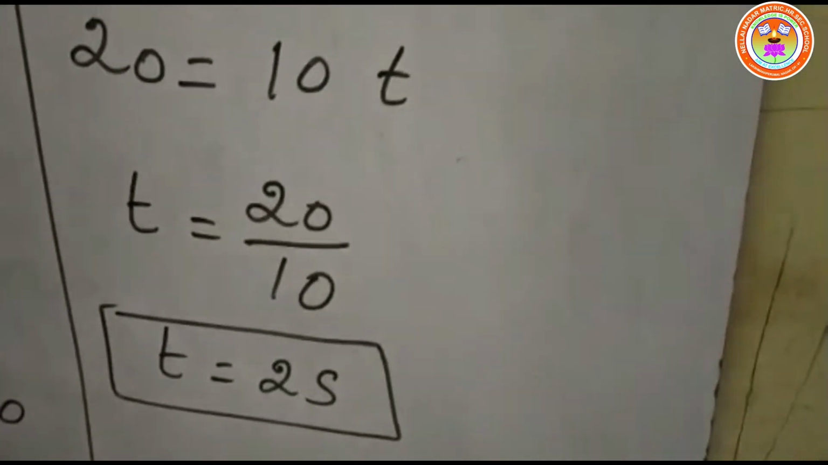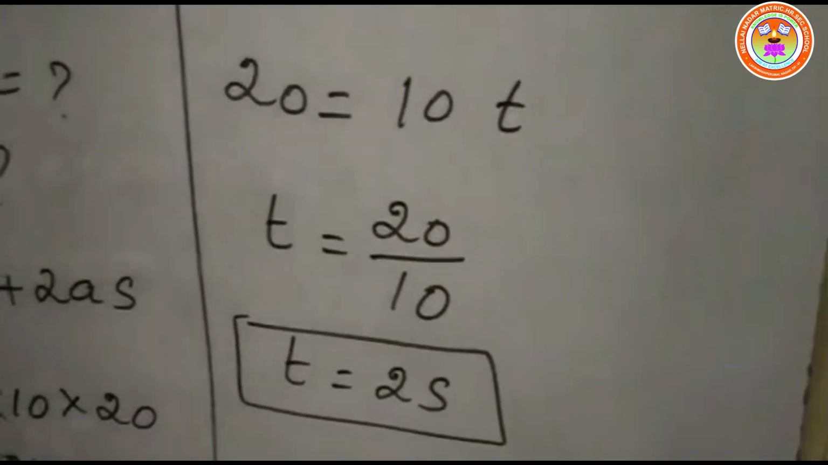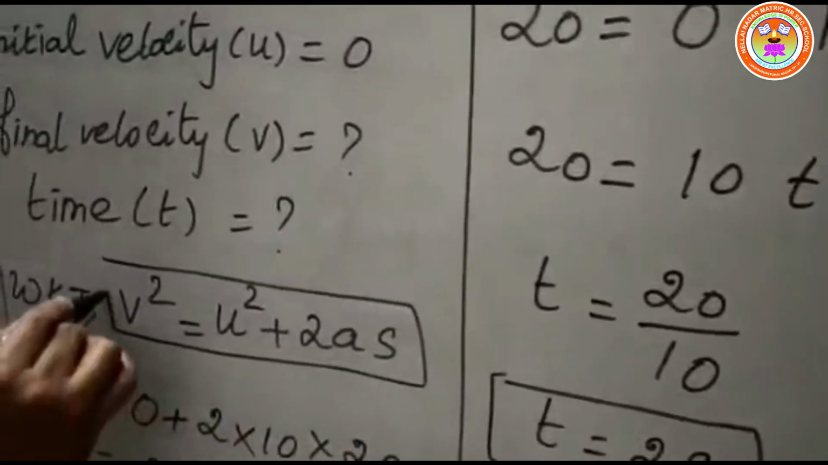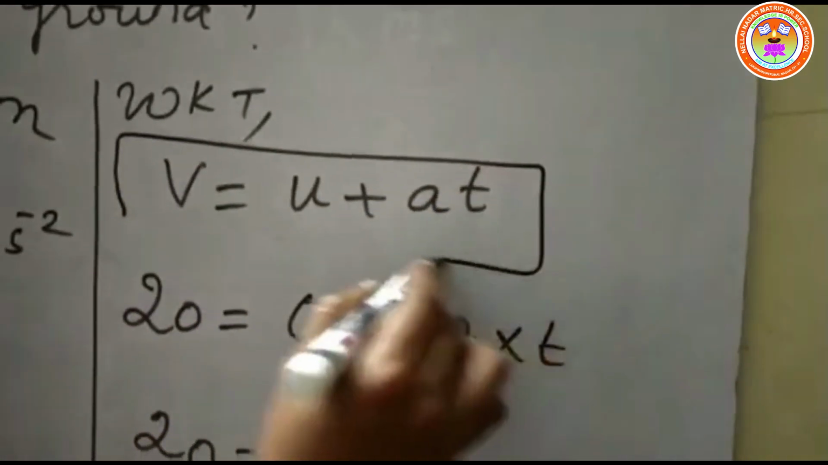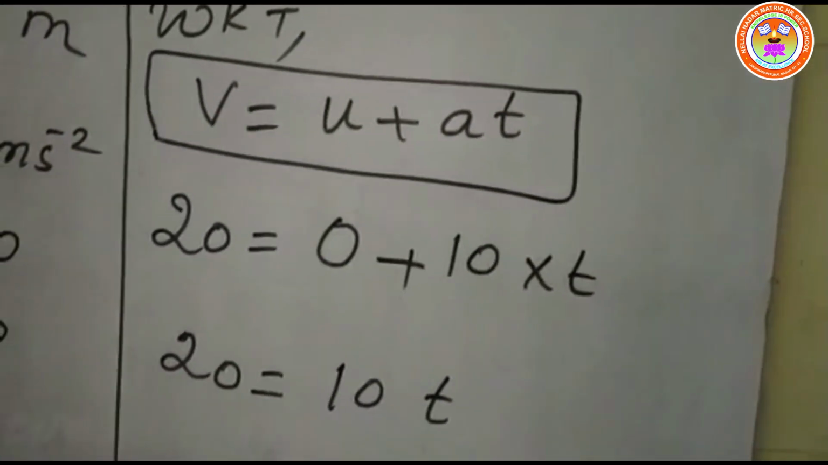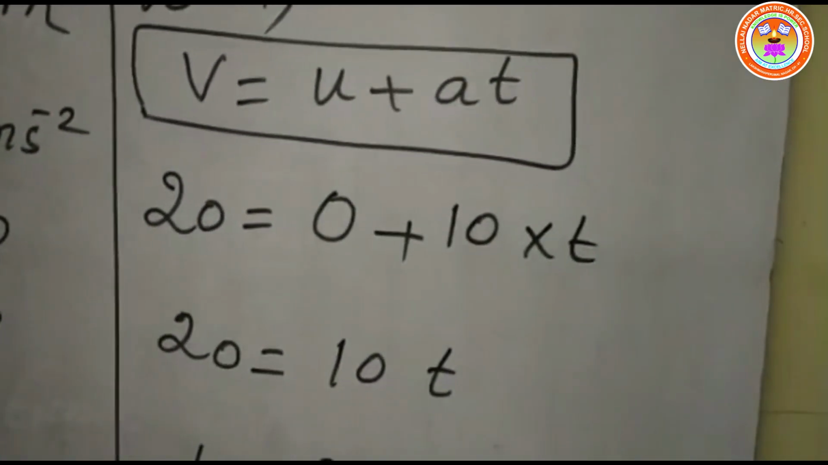This is the problem. Do you understand? So what formulas are we using? V square is equal to U square plus 2AS, and one more formula we have to use: V is equal to U plus AT. I hope students you understand the problem.